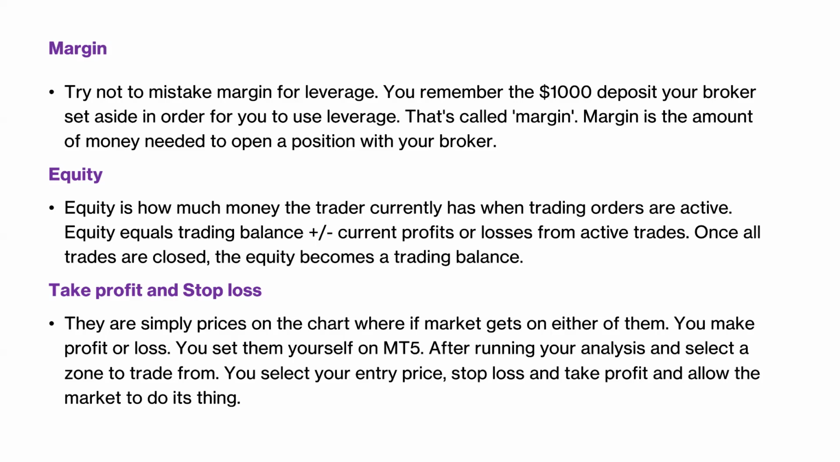Now, take profit and stop loss. They are simply prices on the chart where if the market gets to either of them, you make profit or loss. So when you're done analyzing the chart, you set a particular price where if price gets to this place, I am wrong. And you set a particular price where if price gets to this place, I am right. That is just what take profit and stop loss is. If price gets to the place that I am wrong, I lose money. If price gets to the place that I am right, I make money. So that's just it.